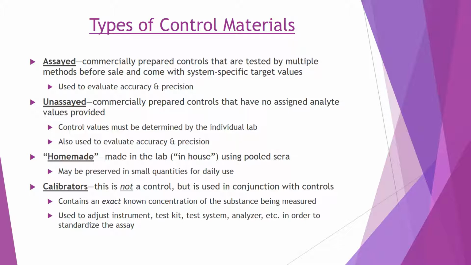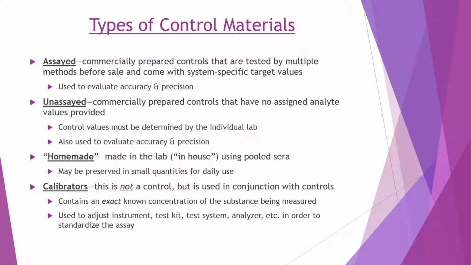Unassayed controls are also commercially prepared, but they are not going to come with an assigned analyte value. The control values for these are actually determined by the individual lab. These controls are also used, guess what, to evaluate accuracy and precision. Now, some labs will use homemade controls, and these are usually made in the lab, or sometimes it's called in-house, from pooled sera from patient specimens. These can actually be preserved in really small quantities for daily use.